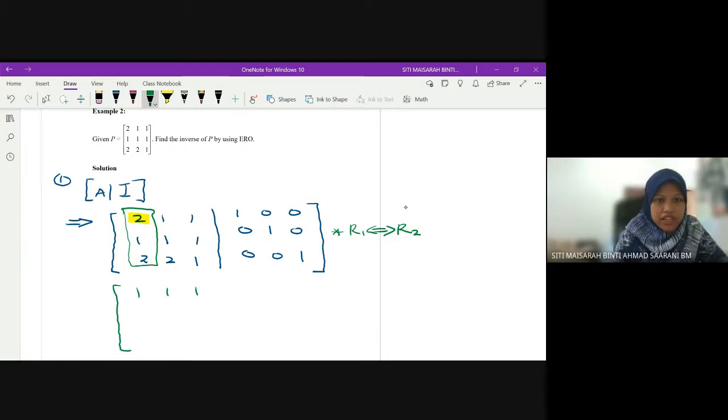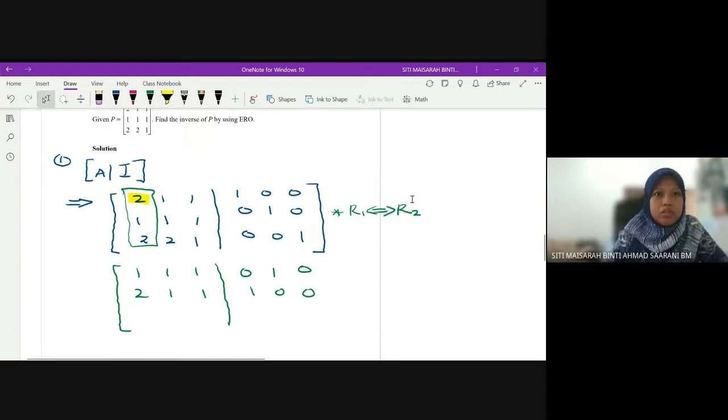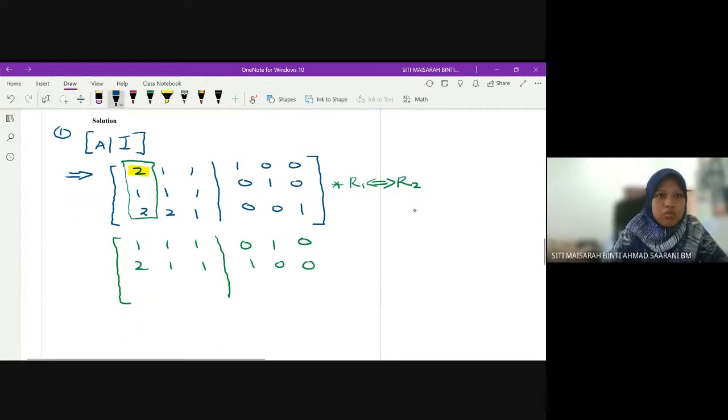1, 1, 1, 0, 1, 0, and then 2, 1, 1, 1, 0, 0. And then the third row is similar to the above. So 2, 2, 1, 0, 0, 1. We just interchange row 1 with row 2. So then now kita dah dapat 1 kat sini.